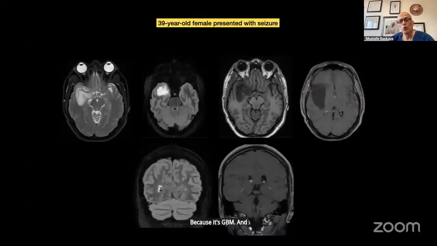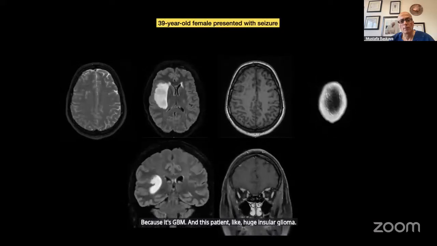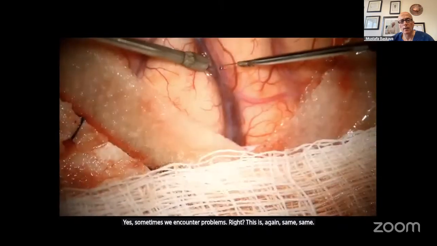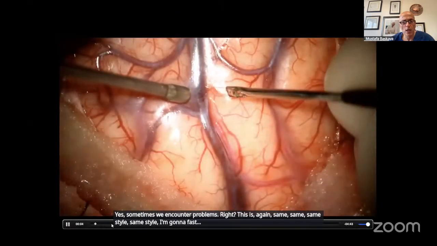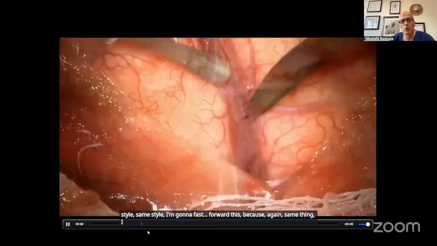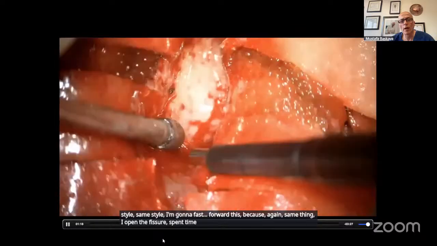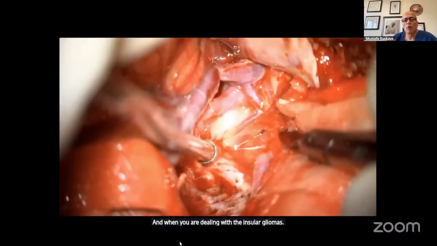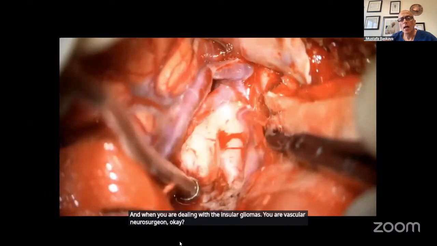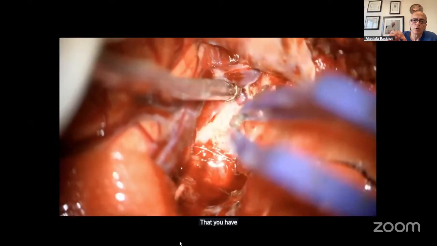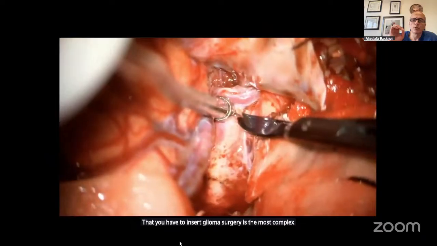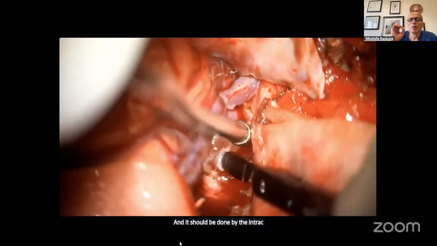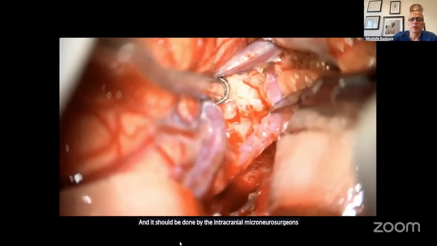And this patient, like a huge insular glioma. Yes, sometimes we encounter problems, right? This is again the same style. I'm gonna fast forward this because again same thing. I open the fissure, spend time, preserve the arteries, veins, take the tumor. And when you are dealing with insular gliomas, you are a vascular neurosurgeon, okay? Insular glioma surgery is the most complex vascular neurosurgery in my opinion. And it should be done by intracranial microneurosurgeons, not just going there suctioning the tumor.